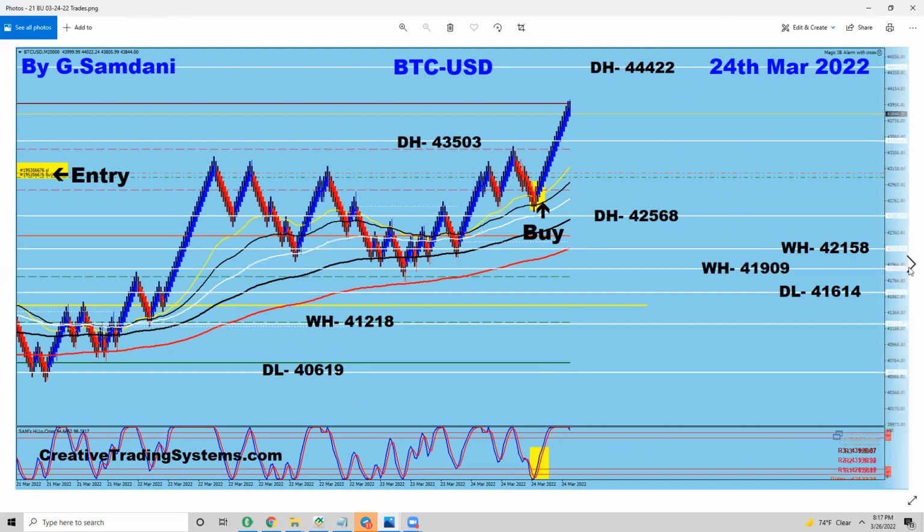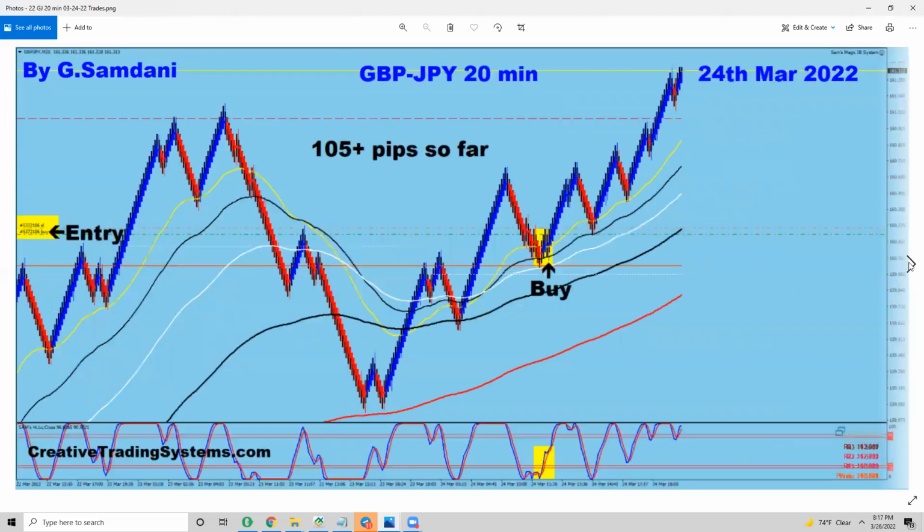Went to the upside. And then on the 24th, again, Pound Yen. You know, it was up, retrace, and then start to go up. This is an entry, this is an entry, this is not, but these two. So I got that one. Buy order here, and 405 pip.